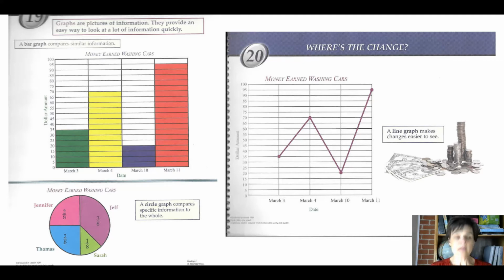All right, number 3, the hardest one. Which graph shows the political parties of the presidents? That would be the bar graph. Okay, good. Now we're going to use the information on the graphs.